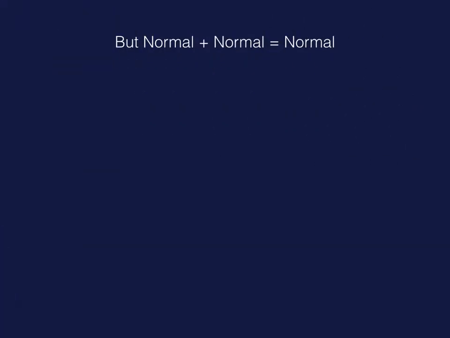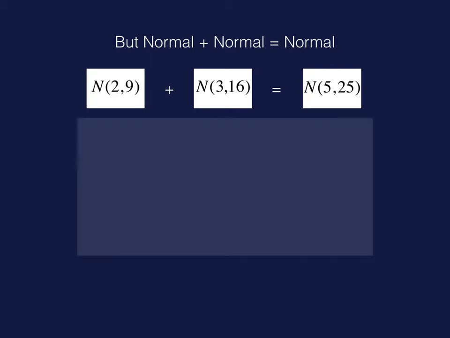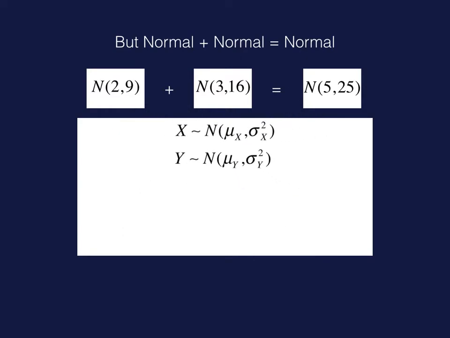But normals are great because if you add two normals together, the result is normal. So let's say I have these two normal distributions, these two variables, and I add them together, then the distribution of their sum is normal, and quite intuitively, you just add the means and add the variances. It's actually really simple. Okay, but I want to do this a bit more formally.